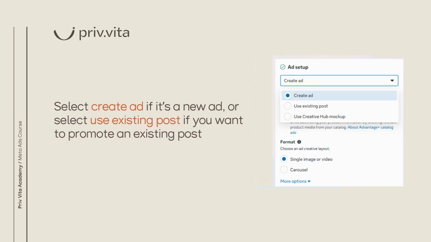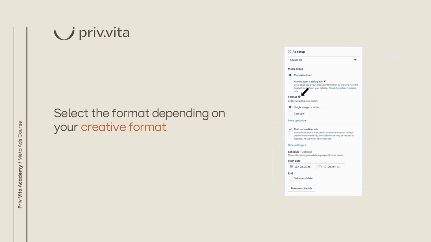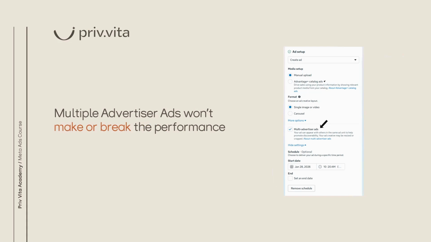For the ad setup, select create ad if you're building from scratch, or use existing post if you want to promote an existing Facebook or Instagram post, or reuse a winning ad from before. Select the format, like single image, video, or carousel, depending on your creative. This section is pretty self-explanatory. As for the multiple advertiser ads, I'll be honest, I haven't seen a performance increase or decrease from using it. I personally don't use it, but if you want to keep it enabled, be my guest.